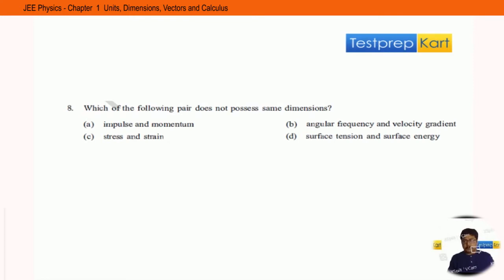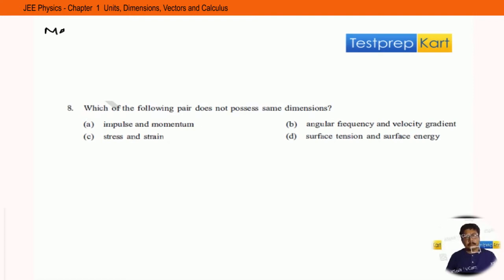Impulse and momentum. We need to know what is impulse. We need to know what is momentum. I am not telling you to go for the actual definitions of the momentum and the impulse. I am asking you to know the formula of impulse and momentum.